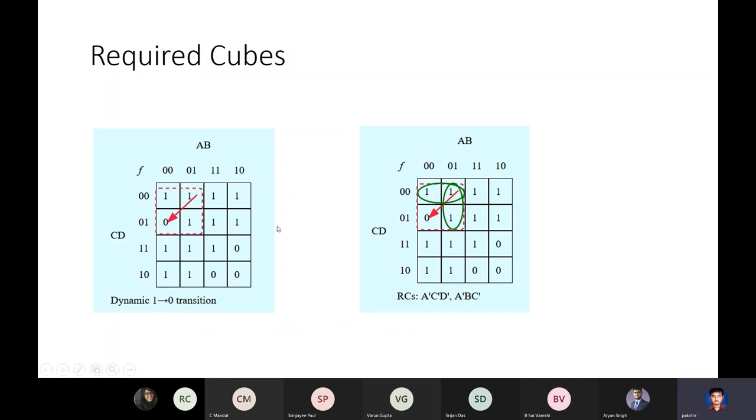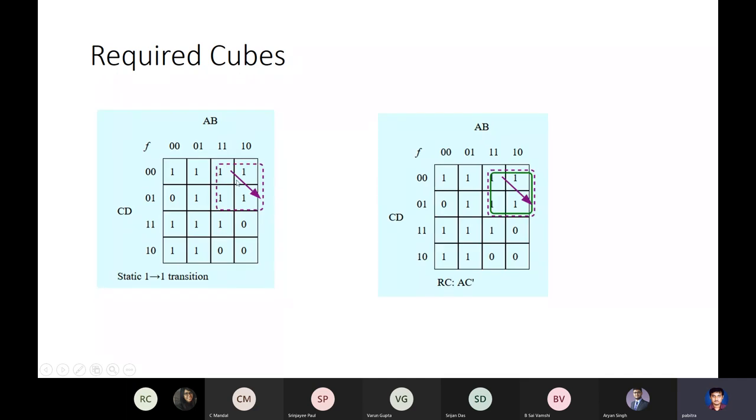Let's see what the required cubes are. Look at this first transition. Note that this is a dynamic 1-0 transition, but it is function hazard free. What are the required cubes that you need to cover? This one, and this one are required cubes you need to cover. They correspond to A prime, C prime, D prime, and you can check easily from the Karnaugh map, A prime, B, C prime. So these two cubes you need to cover.